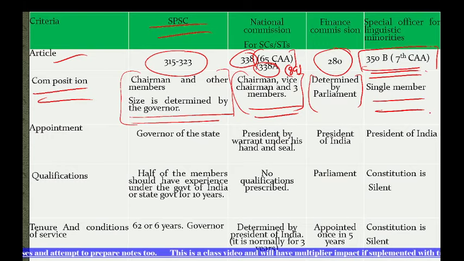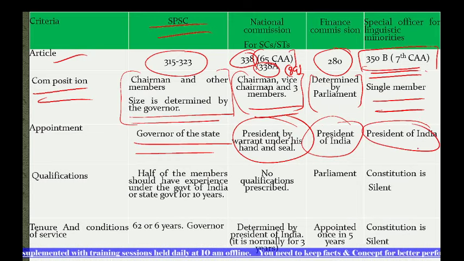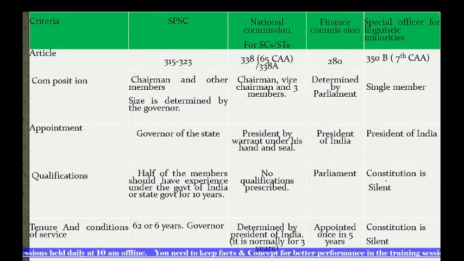Appointment. The State Public Service Commission members are appointed by the governor of the state; the UPSC by the President by warrant under his hand and seal. For the National Commission for SCs and National Commission for STs, the chairman and members are appointed by the President by warrant under his hand and seal. The Finance Commission is appointed by the President of India, and the Special Officer for Linguistic Minorities is also appointed by the President of India. You must compare the appointment and the composition, and this is going to give you an upper hand over others, because you don't need to work hard.